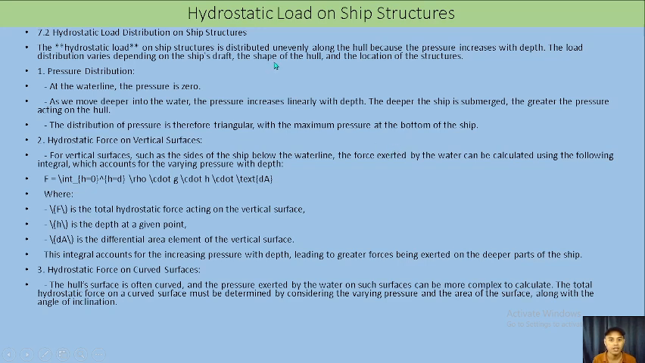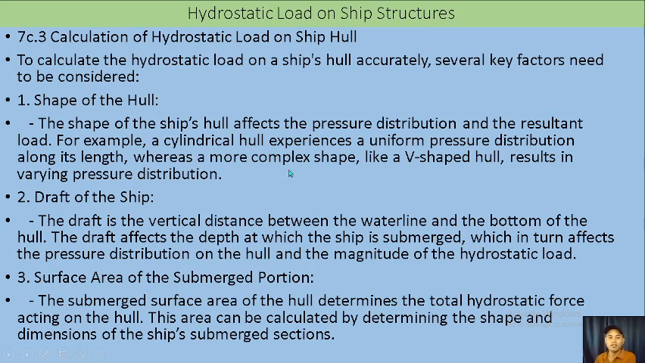So here, the hydrostatic load distribution on ship structure. On a ship this is distributed unevenly along the hull because the pressure increases with depth. So the load distribution varies depending on the ship's draft, the shape of the hull, and the location of the structures. So there is pressure distribution, hydrostatic force on vertical surface, and hydrostatic force on curved surface. So there are different calculations that can be used. But on our ship, we will just do the basic. Okay, calculation of hydrostatic load on ship hull has several key factors, like the shape of the hull, draft of the ship, and surface area of the submerged portion.